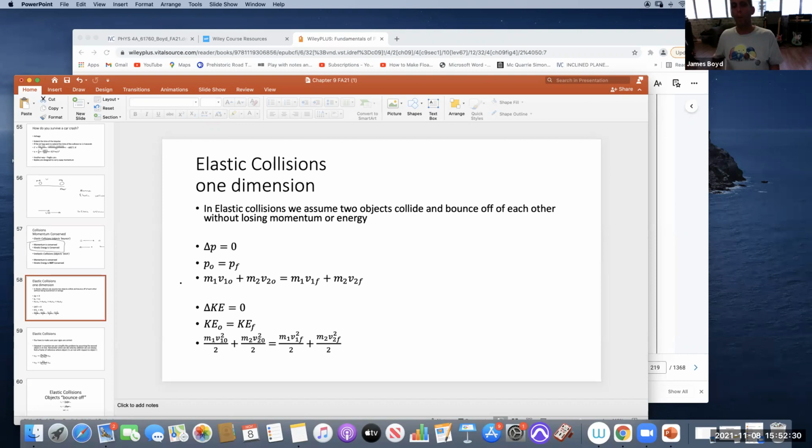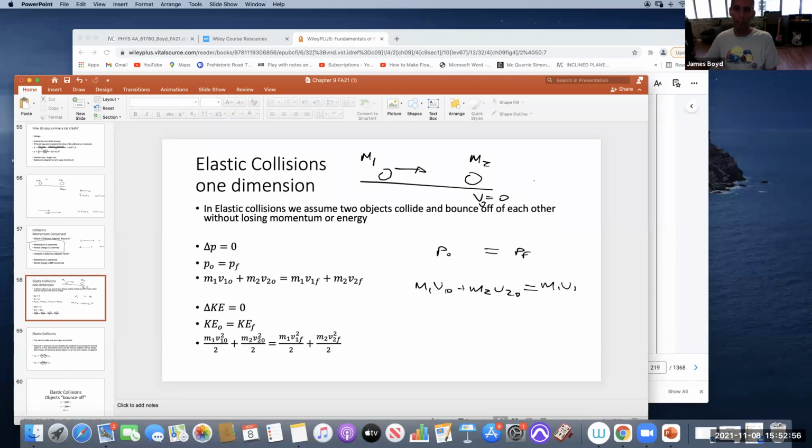So we're talking about one mass and another mass. We'll call this one mass 1, and this one mass 2. Mass 2 is always at rest initially. Now, before they hit, P initial, P final. And this is a one-dimensional elastic collision. So we have to write m1 v1 initial plus m2 v2 initial, and then m1 v1 final plus m2 v2 final. That is our conservation of momentum.